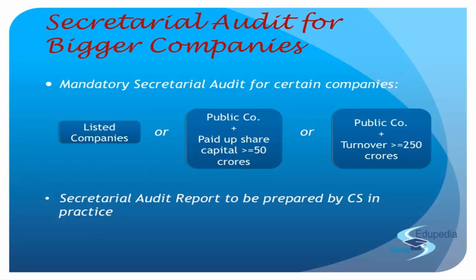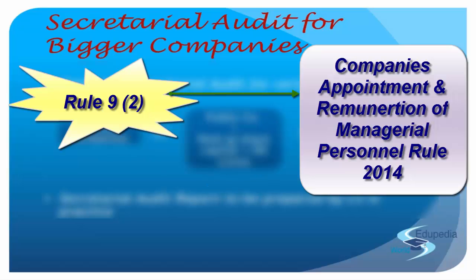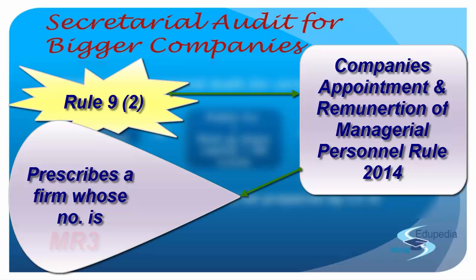So what do you do with the secretarial audit report? Every company to which this section is applying, that means all the listed companies, public companies with capital of over 50 crore, turnover of over 250 crores, they shall annex the secretarial audit report along with the board report that they send. Right? You remember board report, section 134, all the contents of the board report, we have done it. We have done that in a chapter which is common in law and audit. Then secretarial audit shall be prepared in such form as may be prescribed. Now what prescribes the form is rule 9(2) of the Companies (Appointment and Remuneration of Managerial Personnel) Rules 2014, which prescribes a form whose number is MR3 for this purpose.